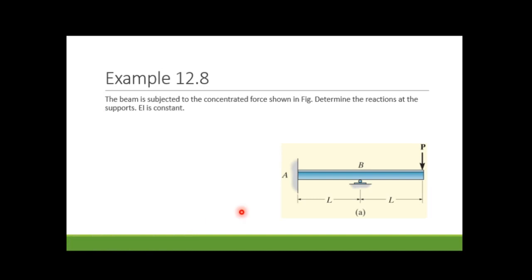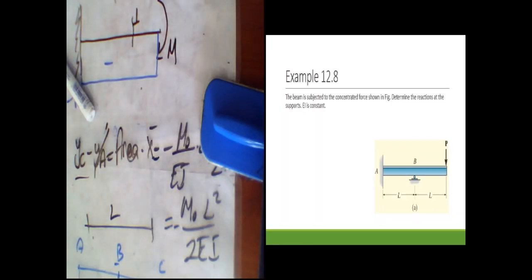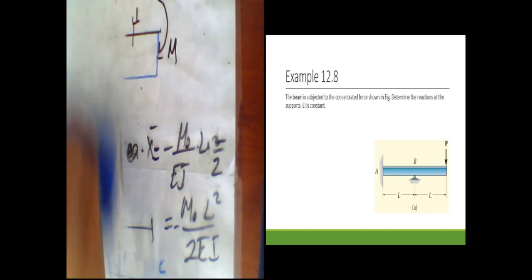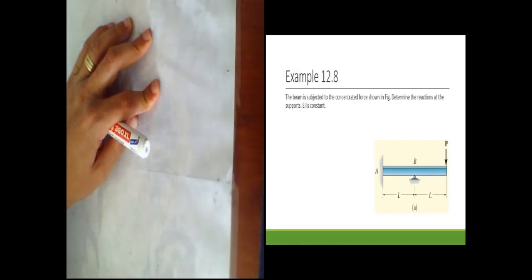This is a very similar question to the previous shape. In example 12.8, this is the last example. If our beam is subjected to a concentrated force at a point like this, which we can call C, determine the reactions at the support. We can use this method of superposition here. How can we do this? I can use both the web and the camera, and the method of superposition is like this.